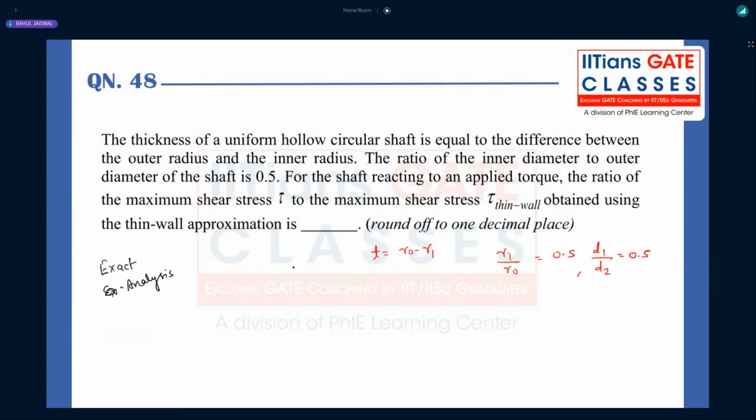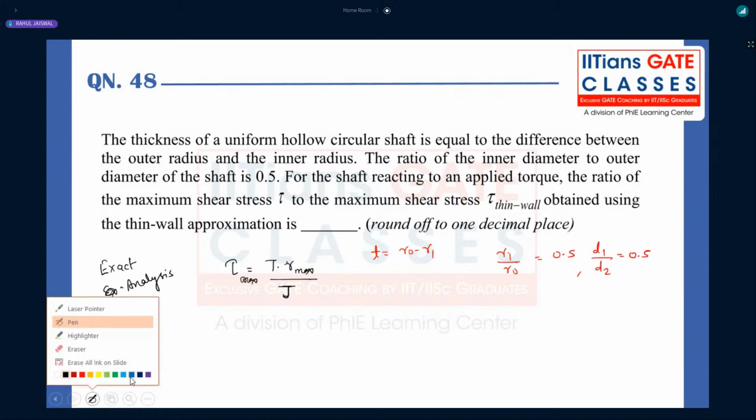So they are asking what is the ratio of the maximum shear stress, that is based on the actual one, to the maximum shear stress according to thin wall approximation, right? So what will be the value? Tau, we know that T into R maximum divided by J, right? Here T and R will be fixed for both the cases, right?